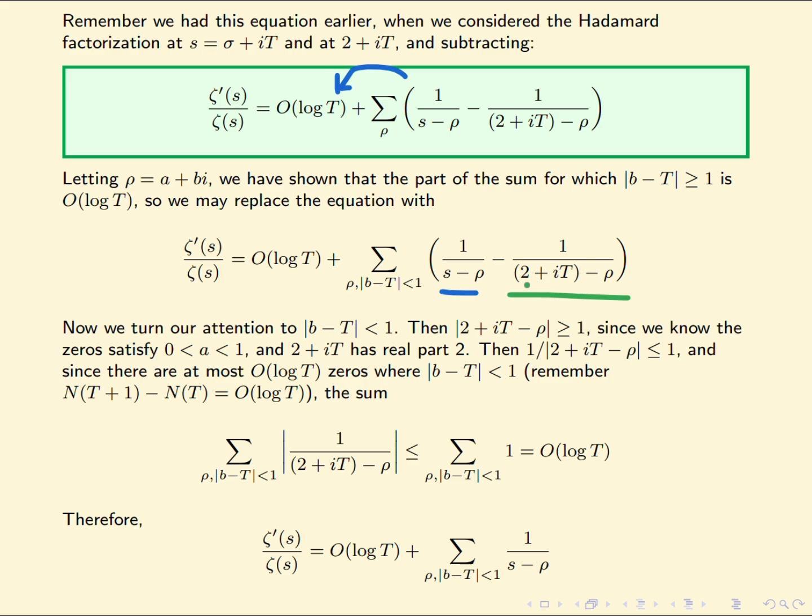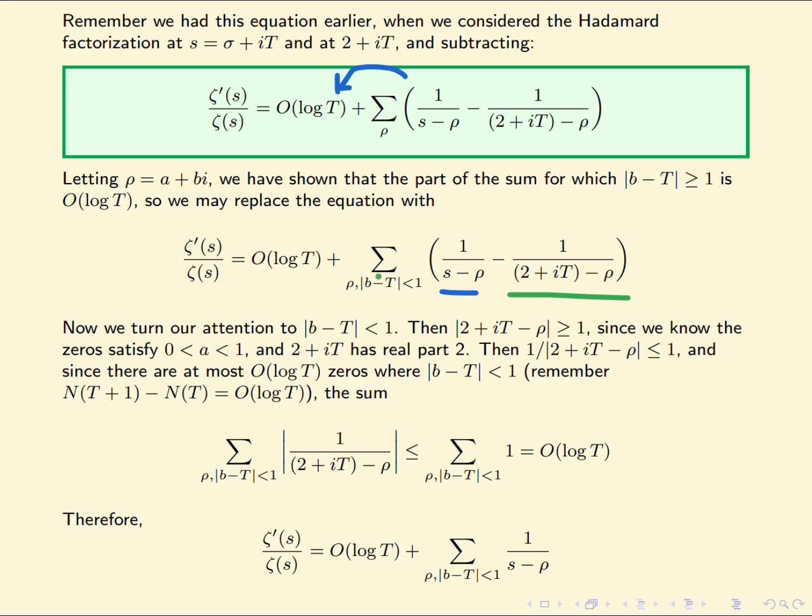So if you look at this term on the denominator, the absolute value of this thing is at least 1, because we know that a zero of the Riemann Zeta function, or the non-trivial zero, has a real part between 0 and 1, so 0 is less than a less than 1. But then there's a 2 here as the real part, so the distance between this imaginary number and the zero has to be at least 1, because their real parts are at least 1 apart. And if this is at least 1, then the reciprocal is at most 1.